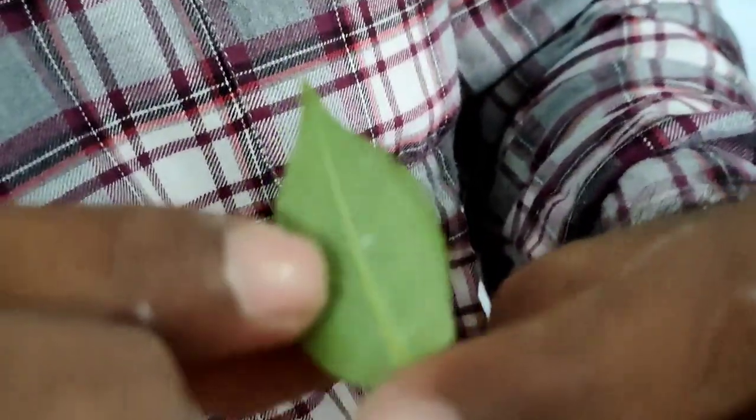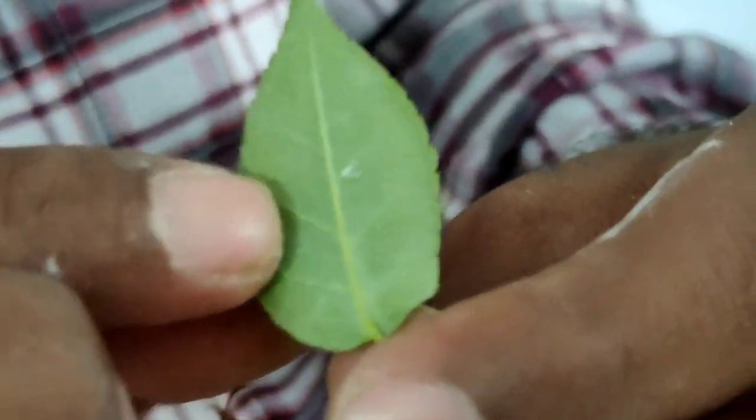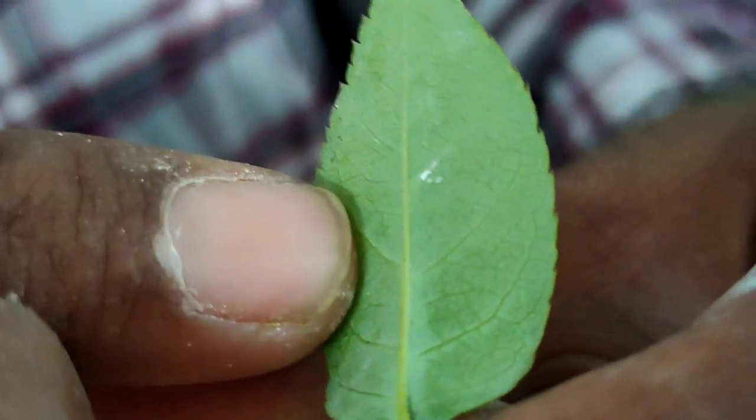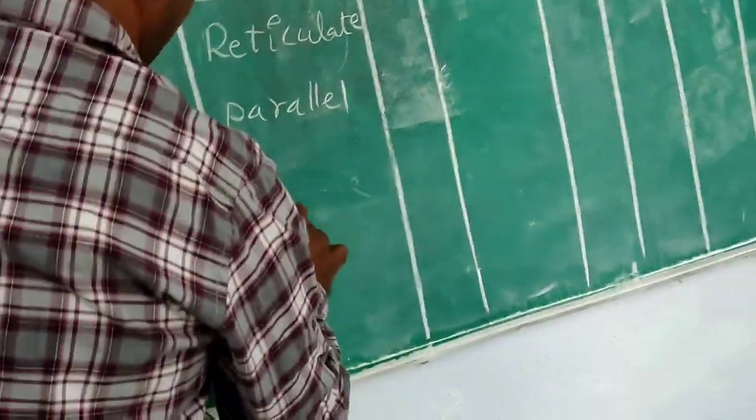You see here the backside of the leaf. What is the venation? So it has a mid vein and lateral veins arranged web-like or net-like all over the lamina. That's why it belongs to reticulate venation.